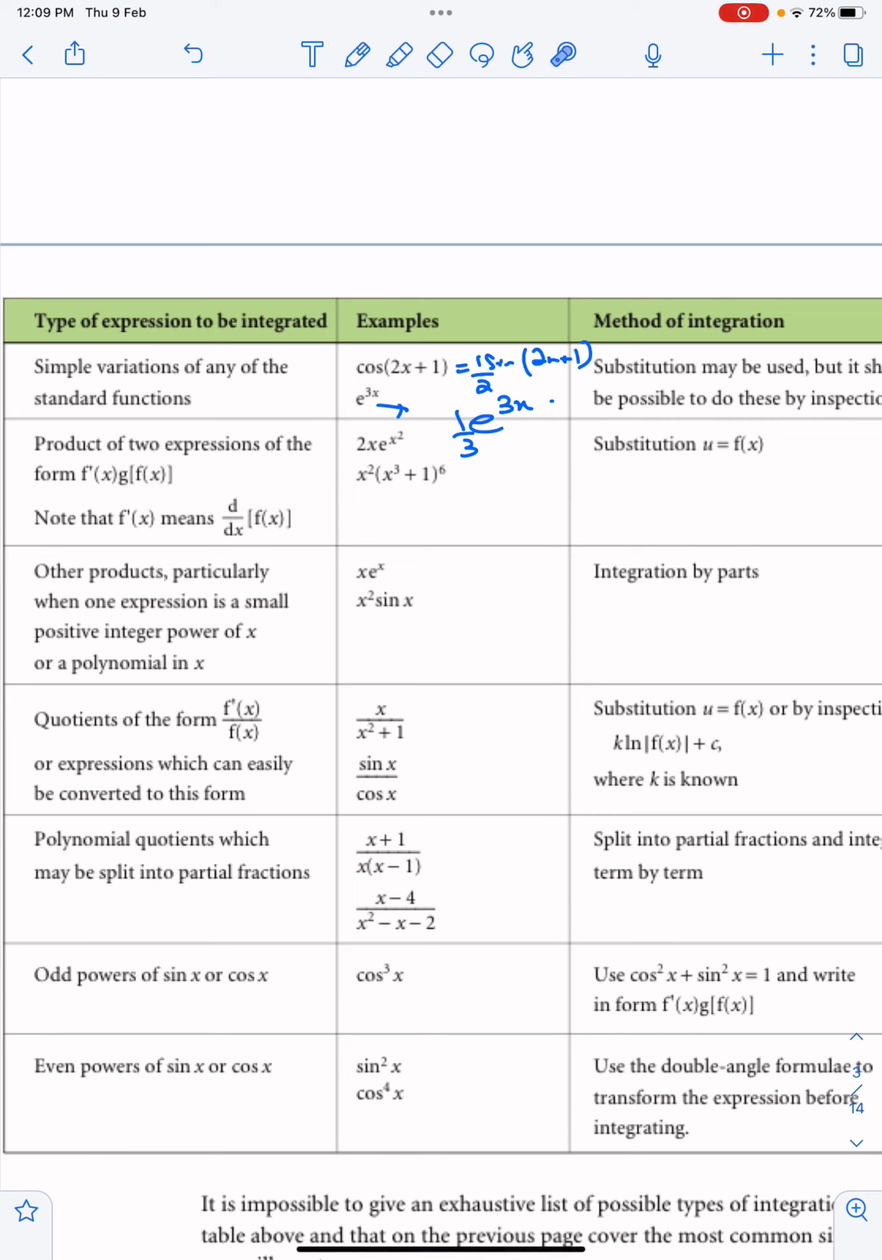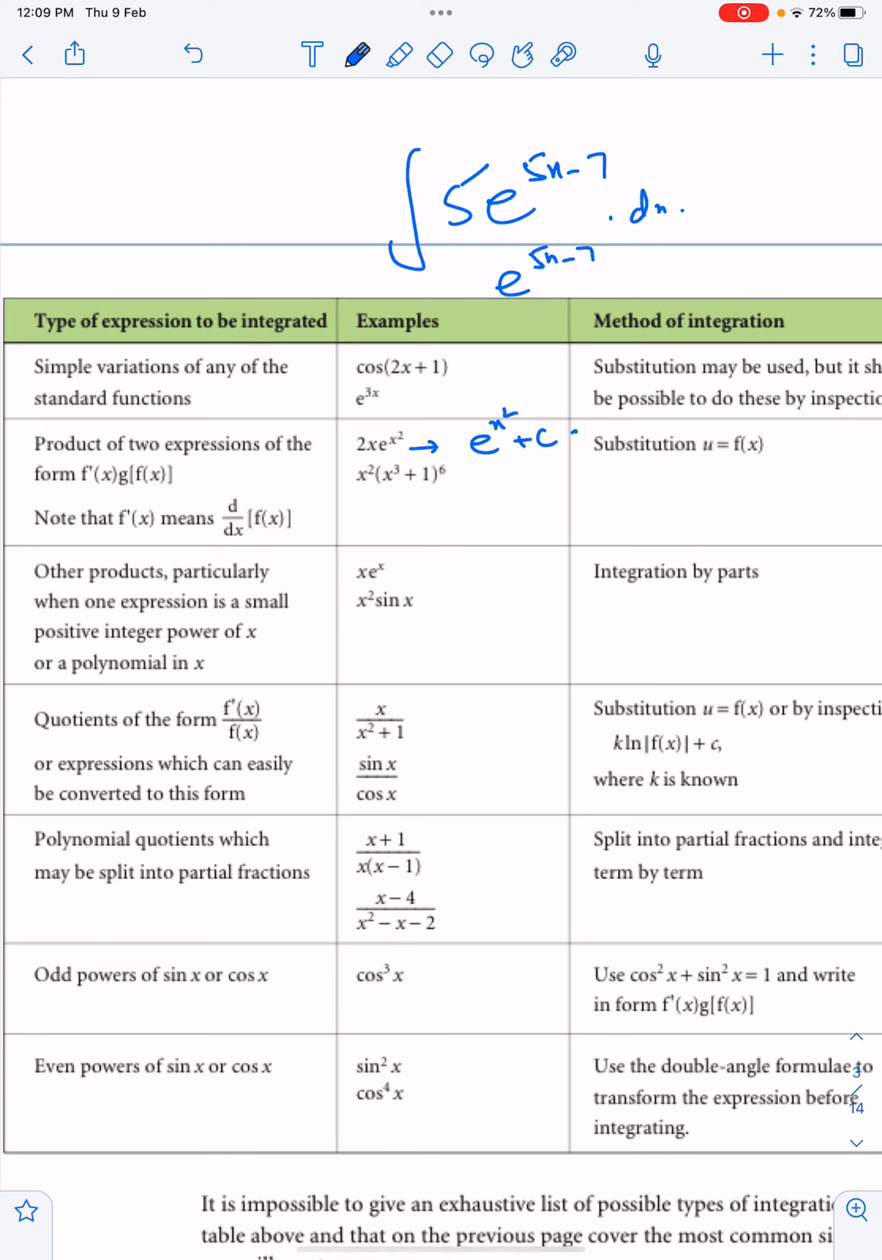Okay, here if you notice, there are two functions being multiplied by each other, and the differentiation of x square is actually 2x. When you differentiate x square, you get 2x. So for this, the integration is going to be e to the power x square plus c only. I can give you another example, for instance e to the power 5x minus 7, and the derivative of the power is 5, which is already found here. So the integration of this whole thing is going to be e to the power 5x minus 7 plus c. This is the case with e.